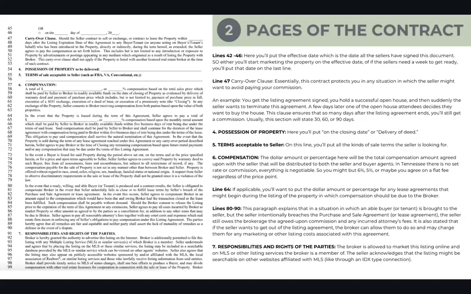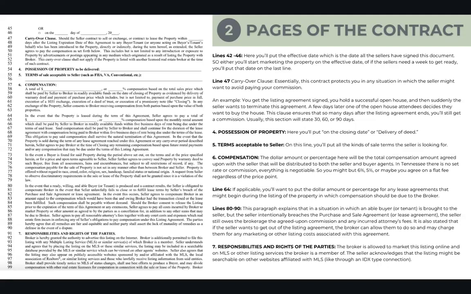Number 4 is when possession of the property happens. So here, you're going to put either on the closing date or delivery of deed. Terms acceptable to seller. So here, you're going to put all the kinds of sale terms the seller is looking for. So cash, conventional, VA, FHA, etc.